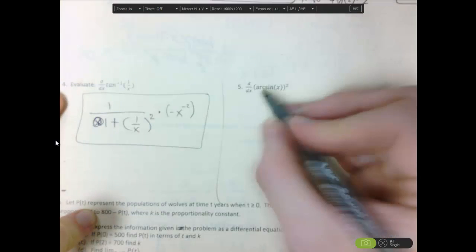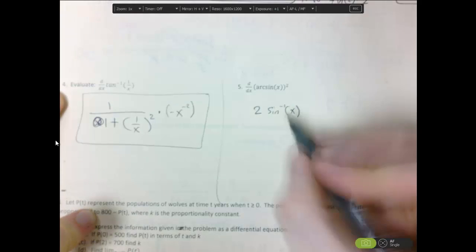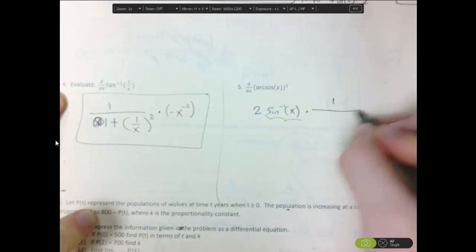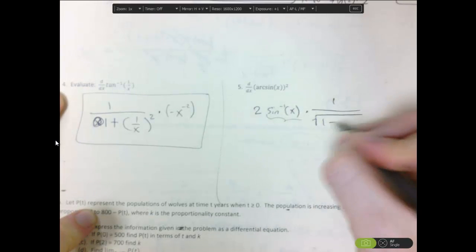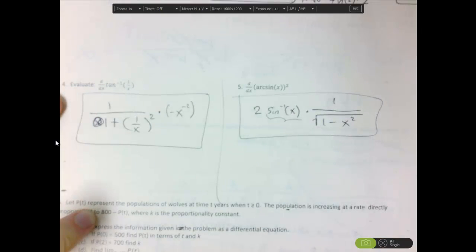Arc sine, so you bring the 2 down. And now I'm multiplying by the derivative of the inside. So the derivative of arc sine is 1 over square root 1 minus x squared. And that's it for those two problems.